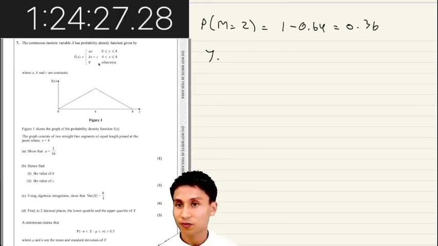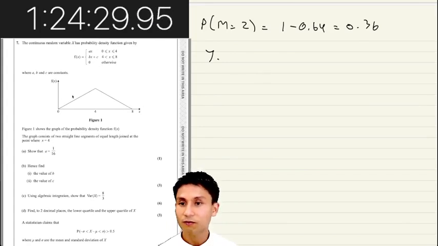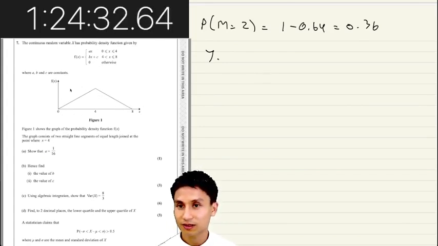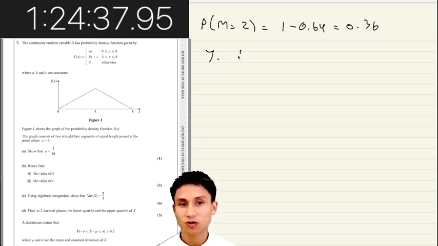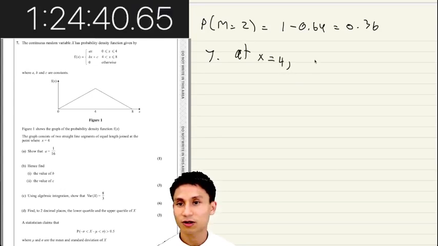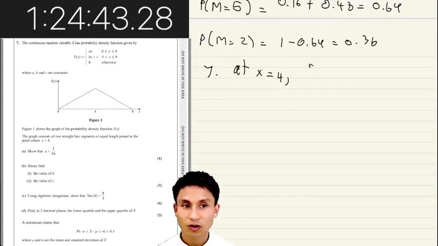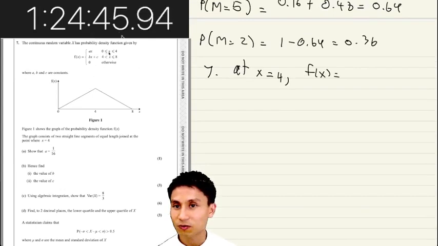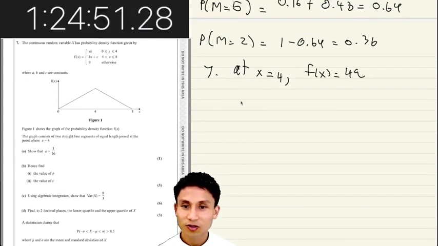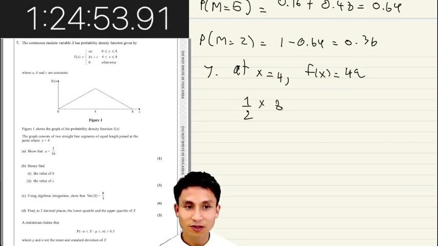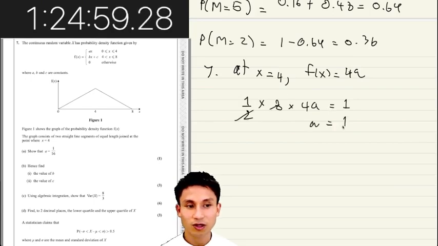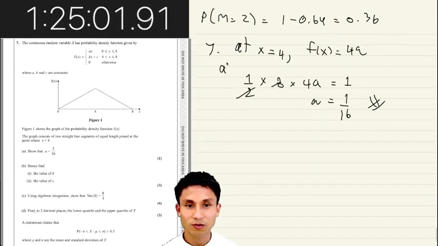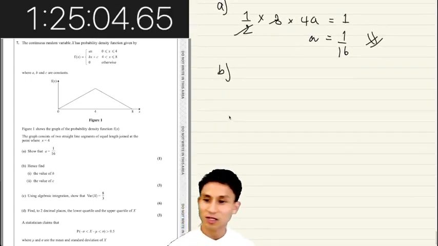If we find the area of this shape, we get 1. At x equals 4, f(x), if we substitute 4 in here, is 4a, and that gives the height of this triangle. So the area of the triangle is 1/2 times 8 times 4a, which should equal 1. Doing the numbers, we get a equals 1 over 16 as required. That would be my easy technique: just look at the area.